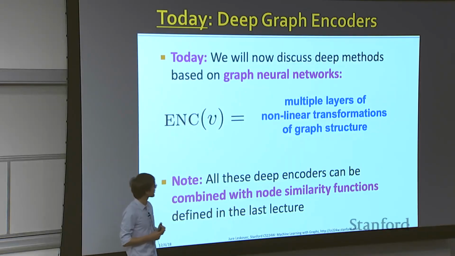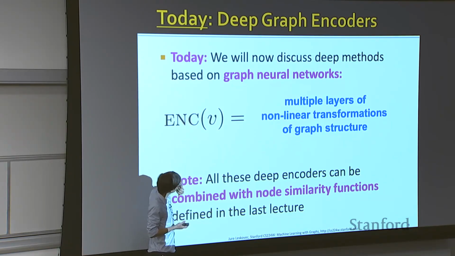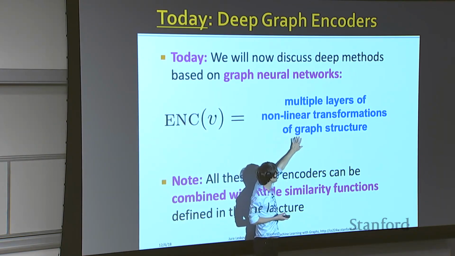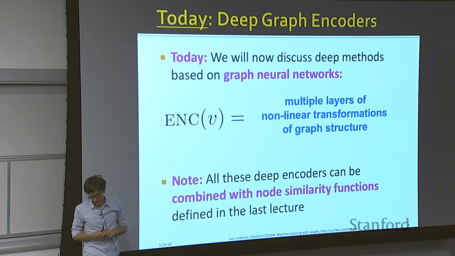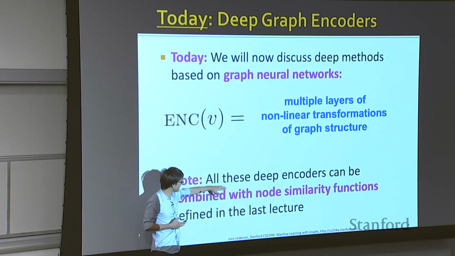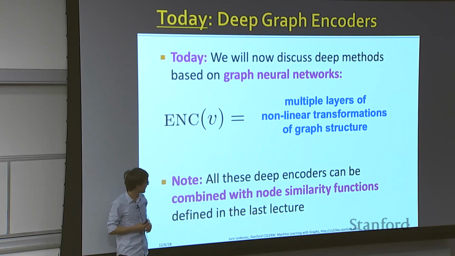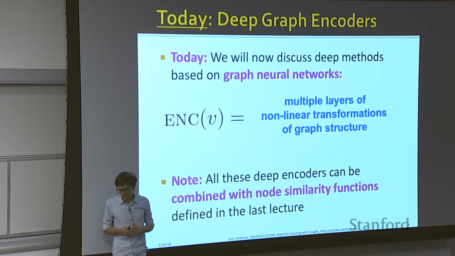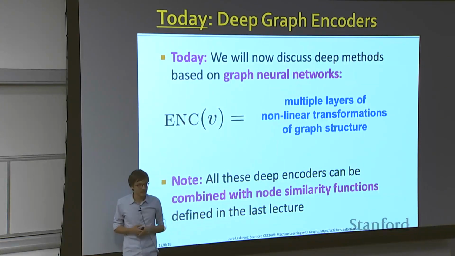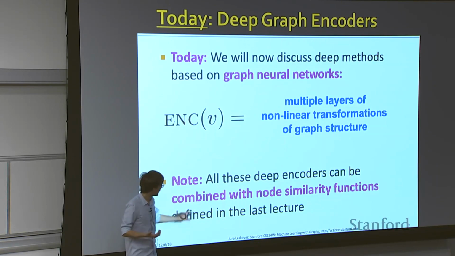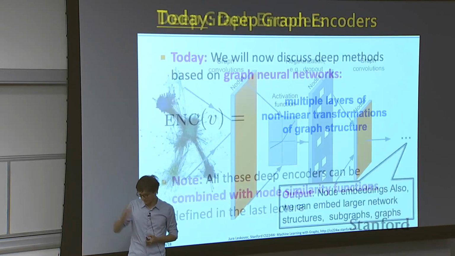So today what we are going to talk about is what we call deep graph encoders. The idea will be that we want to take neural networks, generalize them to graphs, and be able to say, how do I encode a node? I encode the node through multiple layers of nonlinear transformations of the graph structure. Whatever this means, we'll make it precise. And the important point is that these deep encoders that we will be using can be combined with any graph similarity function, even those defined in the last lecture. So basically what we'll talk about today generalizes what we talked about last time.